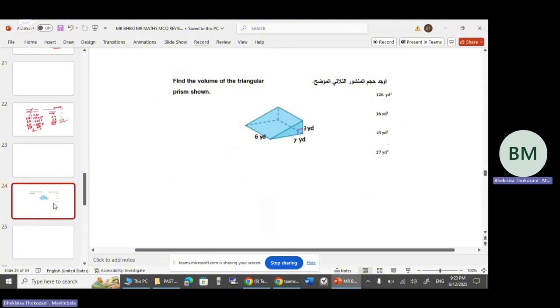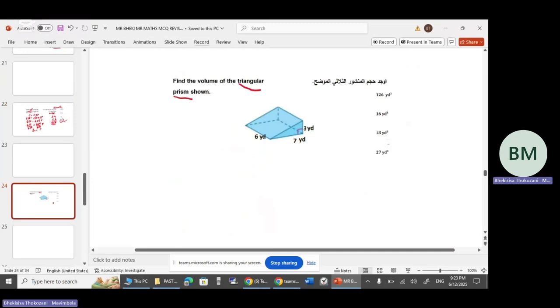All right. Here, we are looking at the volume. They want us to find the volume. It says find the volume of a triangular prism. A key word here is a triangular prism. Those are your key words that we need to look at.